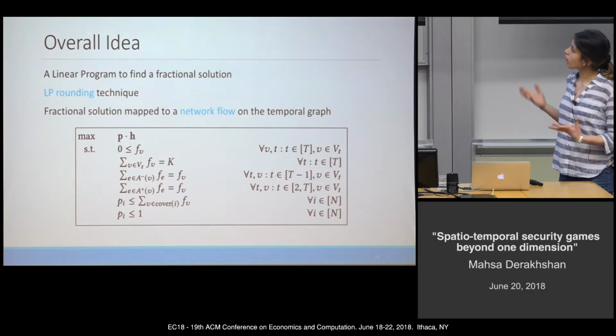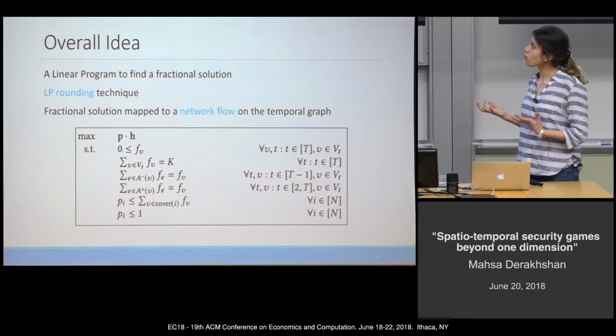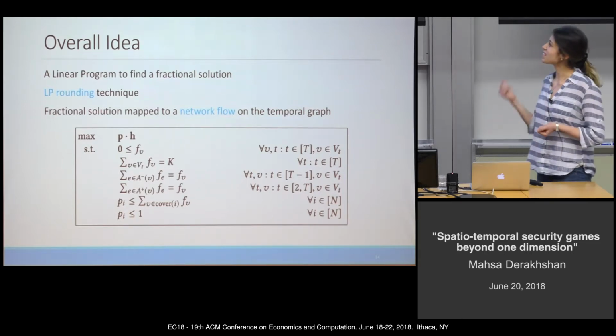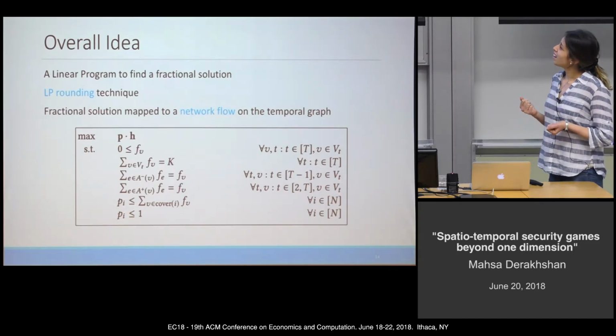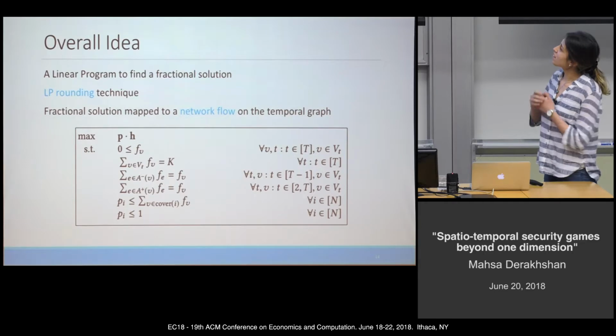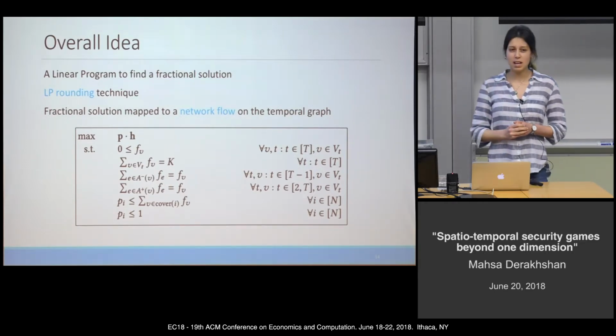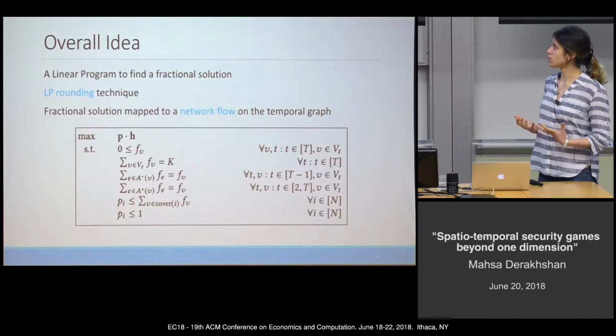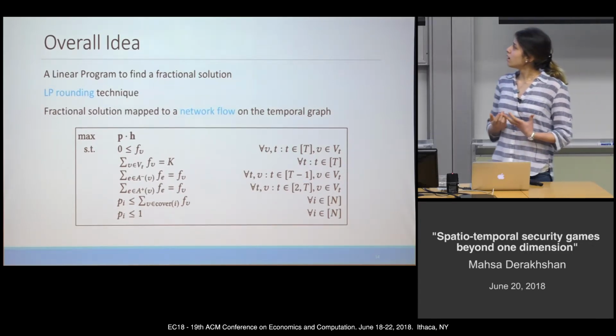I'll just focus on solving the best response problem. For that, the overall idea is to write a linear program and find a fractional solution for that, the same ideas that the previous work had. We find the fractional solution, and then we use LP rounding techniques to find an integral solution based off that.